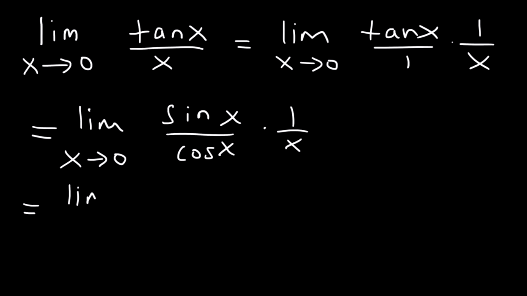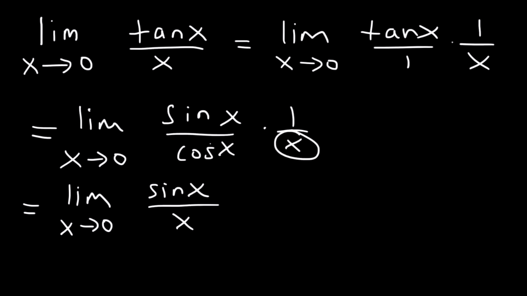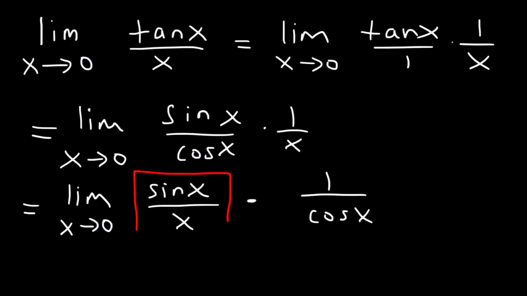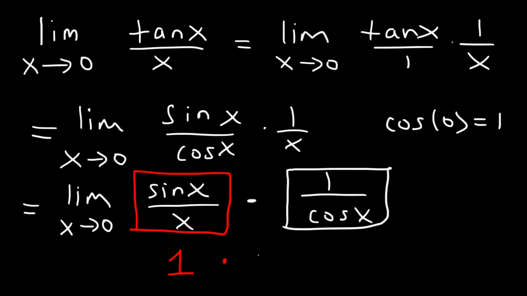So this is equal to the limit as x approaches 0, sine x divided by x. I'm going to switch these two. Multiplied by 1 over cosine x. Now, as we apply the limit, sine x over x, based on the formula, will change to 1. Now, what about cosine? Cosine of 0 is 1. So as x approaches 0, this becomes 1 as well. So the answer is 1. And you could see it. Tangent x and sine x are very similar. 1x over 1x is 1.